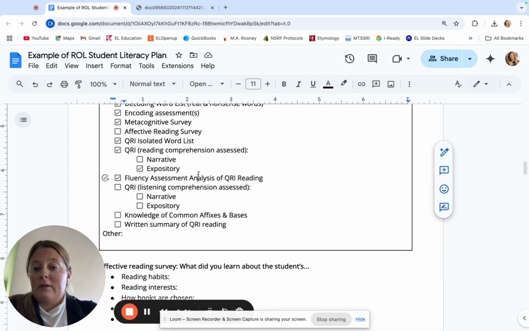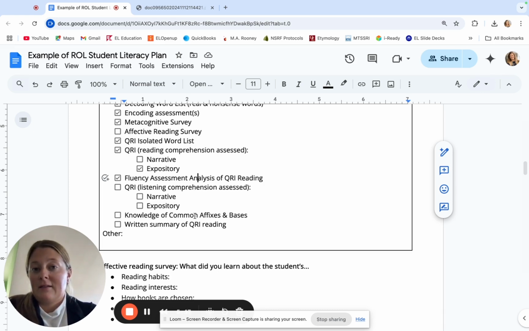I also could have kept going and done a grade 2 or a grade 3 expository text and see what he could do, because he was able to comprehend the first grade one, even though the reading was slow and laborious. I'd be curious to see if he can access grade level content on his own or not. And giving him a QRI grade 3 would answer that question.